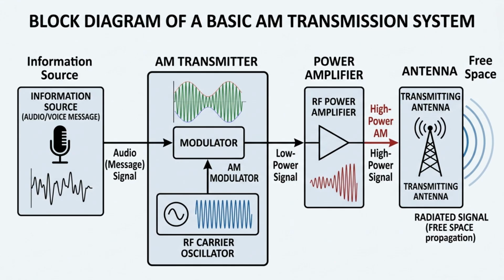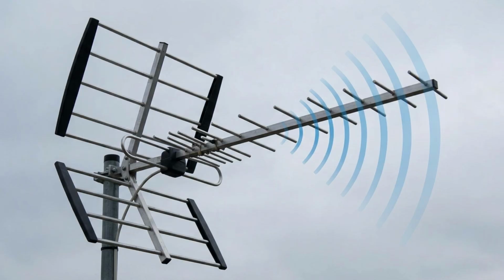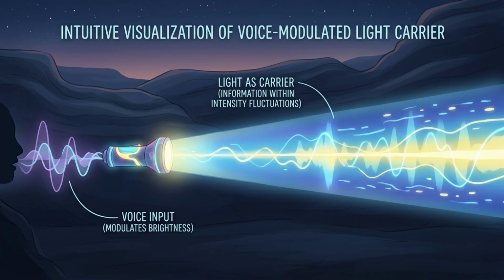The information source generates the message, usually voice or audio. The AM transmitter combines this information with a carrier produced by an oscillator. A power amplifier increases the signal strength before the antenna radiates it into free space. At the receiving end, the antenna captures the transmitted signal. The receiver amplifies and filters the signal before a demodulator extracts the original audio information. Finally, a speaker converts the recovered electrical signal back into sound.